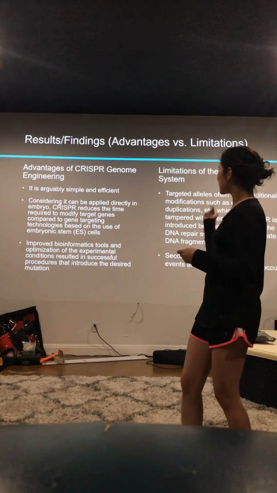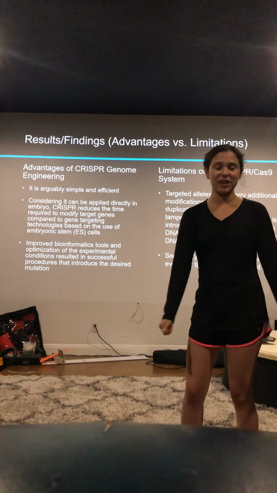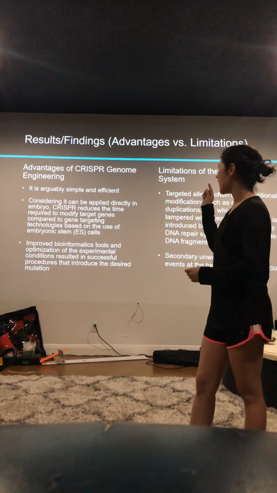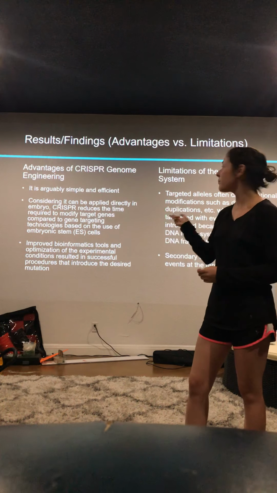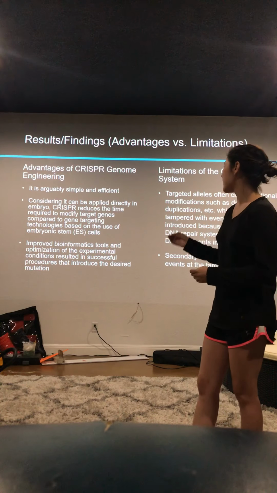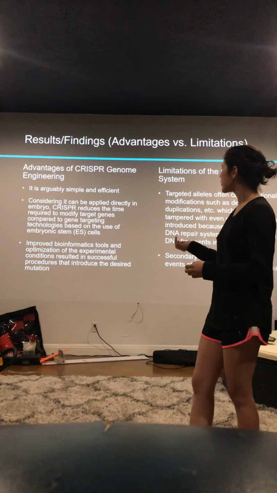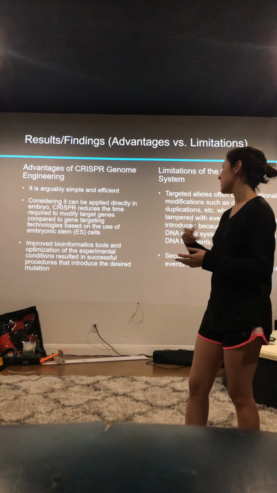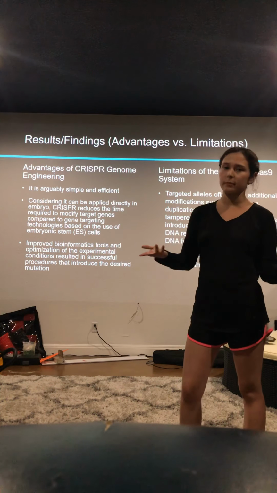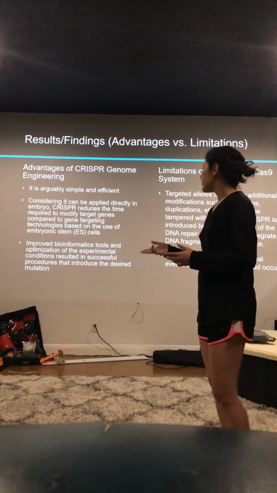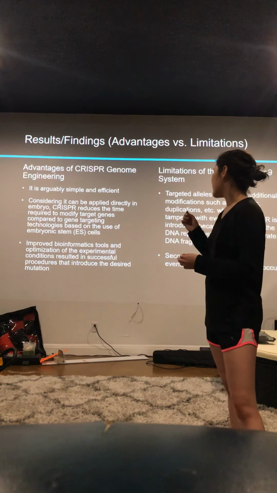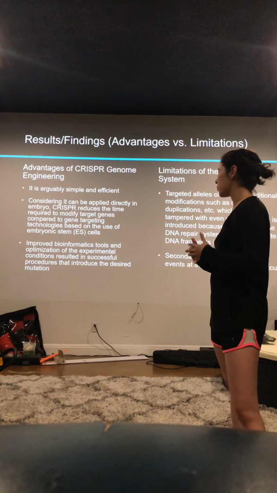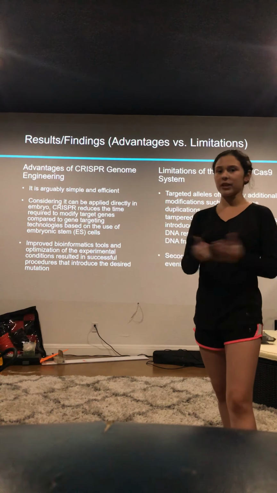So the results and findings, basically the advantages and limitations of CRISPR, are this. For advantages, it is arguably simple and efficient. Considering it can be applied directly in the embryo, CRISPR reduces the time required to modify target genes compared to gene targeting technologies based on the use of embryonic stem cells. Improvements in bioinformatics tools and optimization of the experimental conditions resulted in successful procedures that introduced the desired mutation.